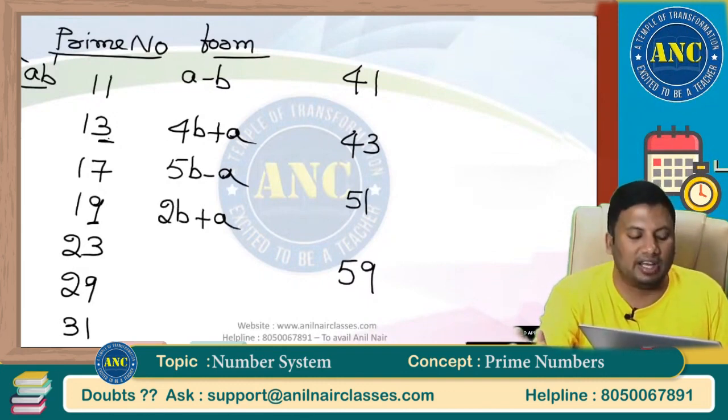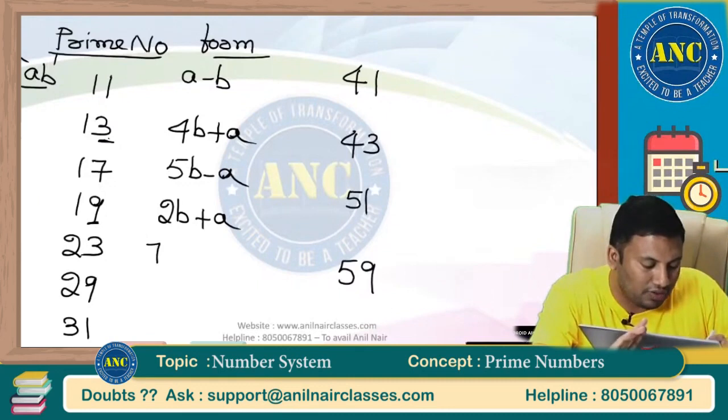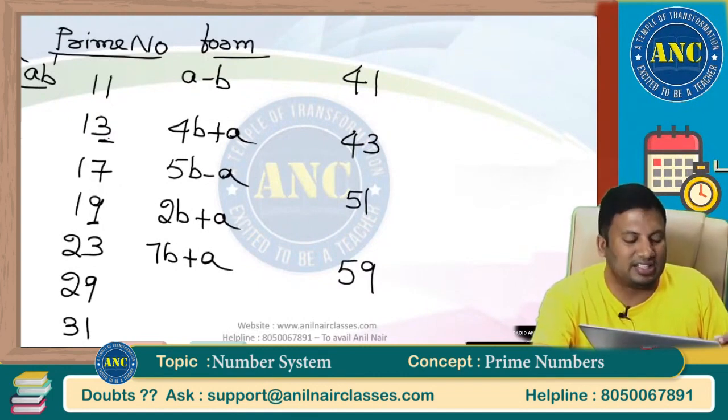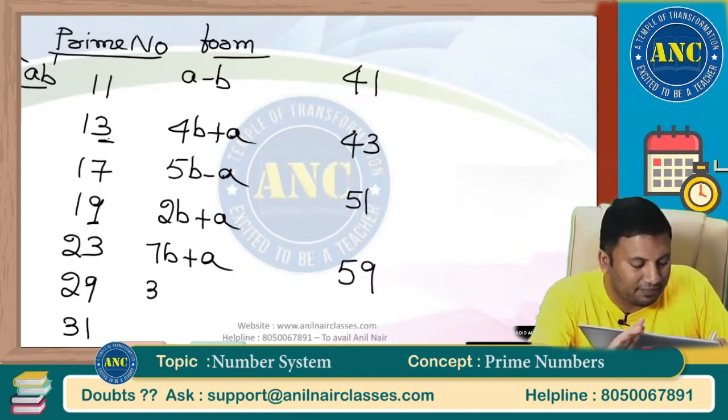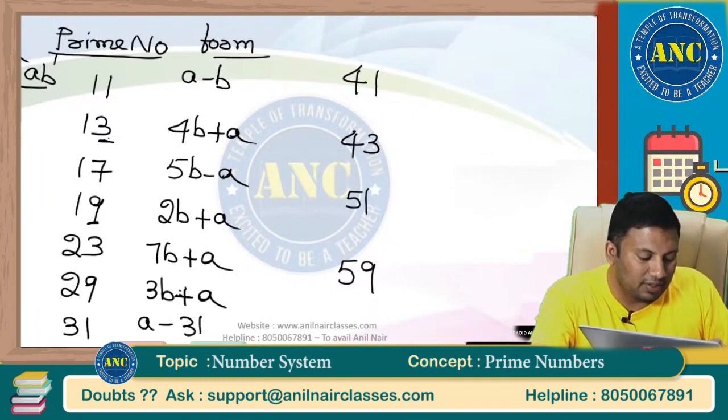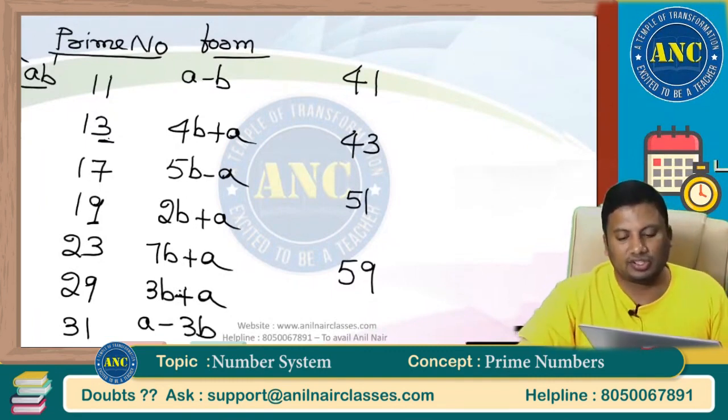I hope you are all there with me. 23: 3 7s are 21 plus 2, 23. The divisibility rule is 7B plus A. 29: 3 9s are 27 plus 2, 29. It is 3B plus A. 31: 3 minus 3 is 0. The divisibility rule is A minus 3B.